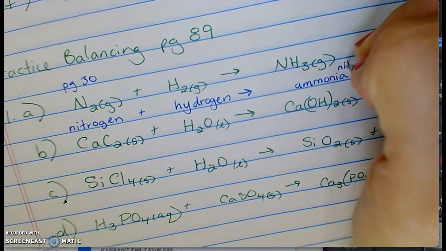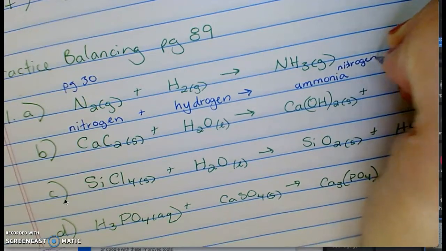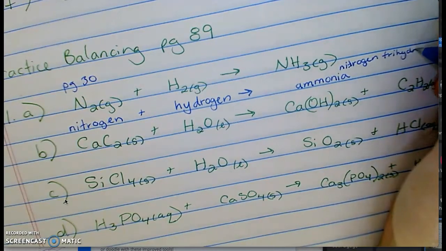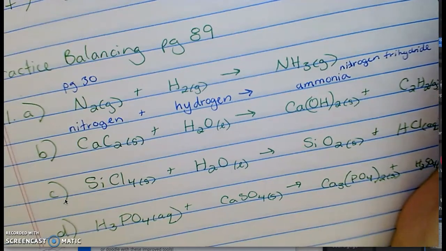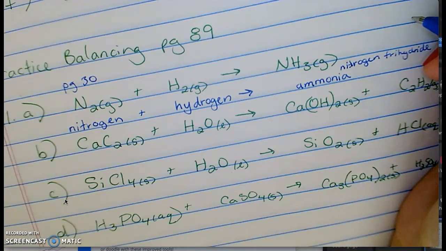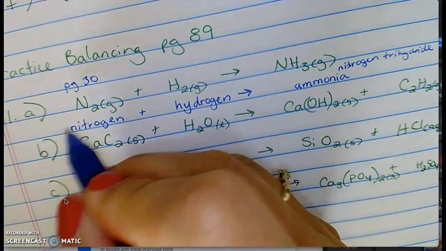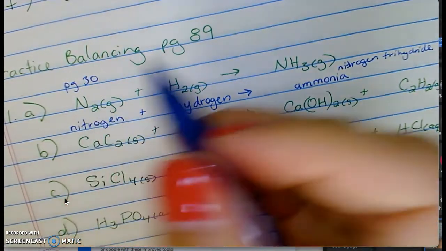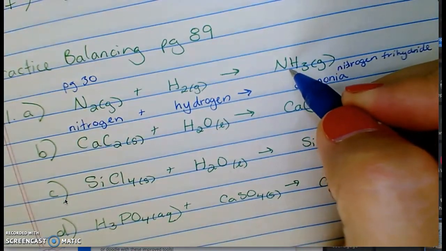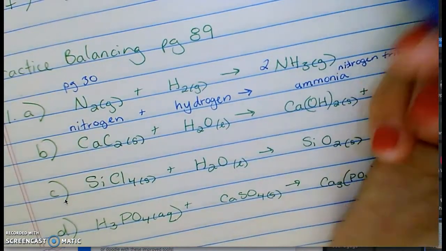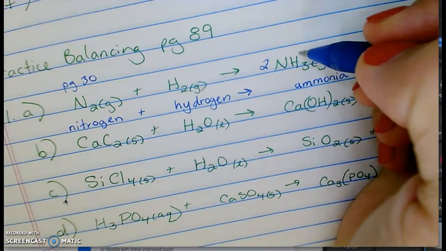So let's put both. Nitrogen trihydride. That would be the molecular way of naming it. But that's not what we're asking. We're asking to balance the equations. What does that mean? That means to have the same amount of atoms of each element on either side of the equation. So over here we have 2 atoms of nitrogen. Here we only have 1. So we're going to need to add another one. There, done. No, just kidding. We've got to make sure that it's matching.